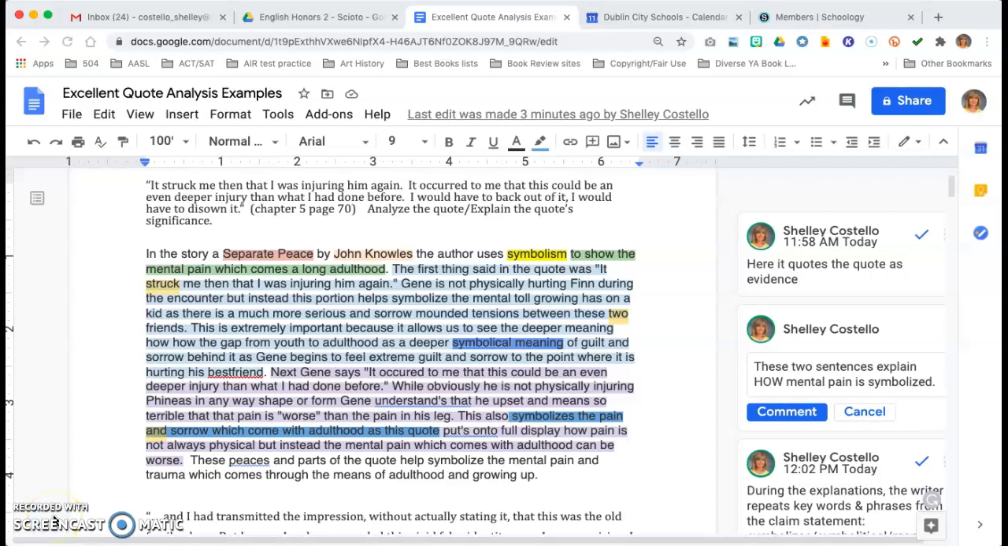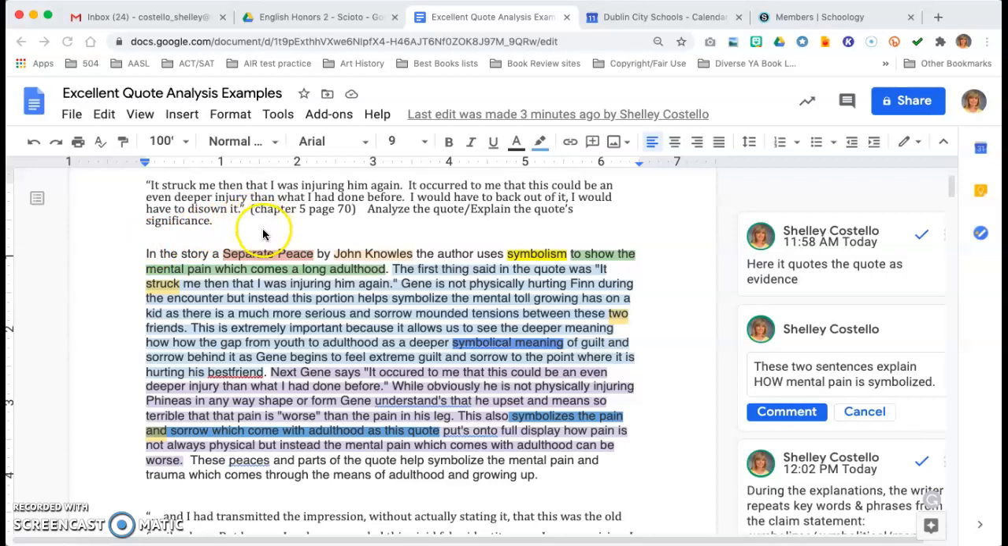Hi class. Here is an example of a claim statement plus the entire quote analysis, which does an excellent job. And I want you to take note so that when you write your next quote analysis, you'll be able to make sure that you are including the 5 rules of the road and being able to tie back your evidence to your claim statement. So let's look at the beginning.